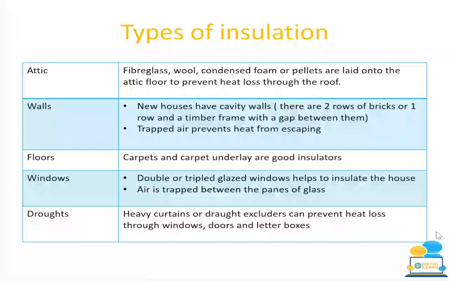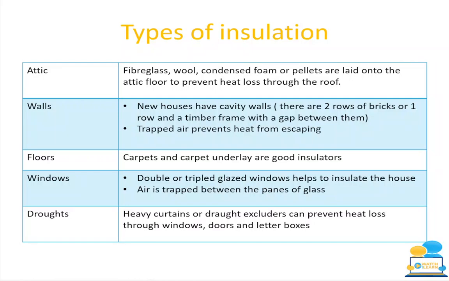For types of insulation, there are 5 different types which we look at at junior cycle home ec level. In the attic you can have fiberglass. This is wool which is squished or condensed into foam or pellets, and they're usually laid on the attic floor to prevent heat loss through the roof.